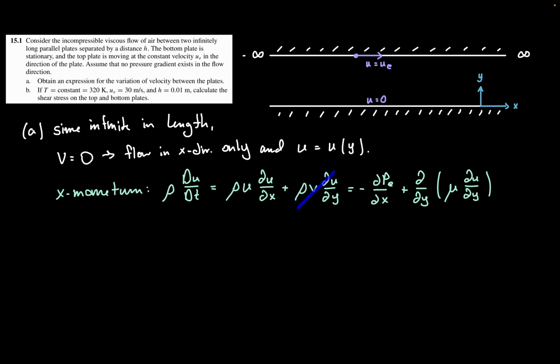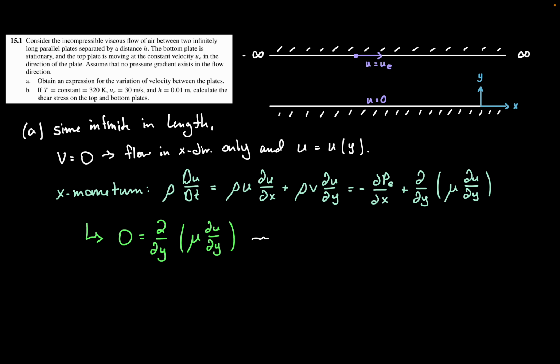Using this information above, since we know that v is equal to 0, this term is going to drop out. We also know that u is only a function of y, so this term is also going to drop out. So essentially this whole term is going to be equal to 0. And since there's no pressure gradient, dp dx is equal to 0. So we're only left with 0 is equal to that term. Let's write that out. We have 0 is equal to partial over partial y of mu times partial u over partial y.